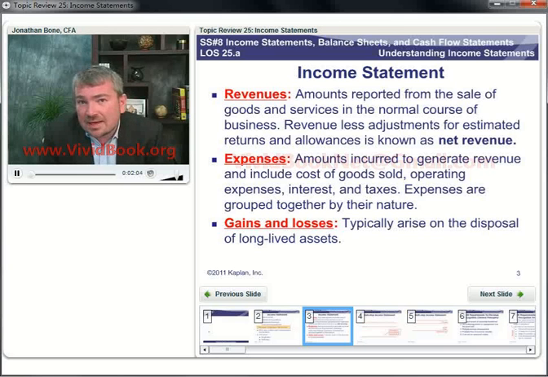Expenses, well, we're going to see the amounts incurred to generate revenue, and we're going to include those in our cost of goods sold. And we're also going to see a lot of our day-to-day operating expenses, such as sales, general and admin expenses. Other things we're going to see in the income statement, financing costs such as interest and taxes. We may also see other items in there, such as unusual or infrequent items, and we'll discuss those a little bit later. Again, we're going to group our expenses together by their nature.